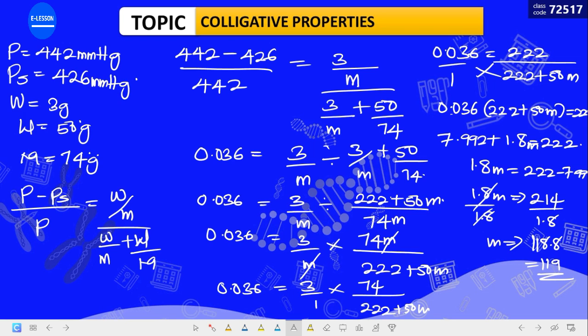So in some situations, you may be given the concentration, and they say the concentration is very dilute. You use the first formula. If the concentration is not stated, you use this formula.